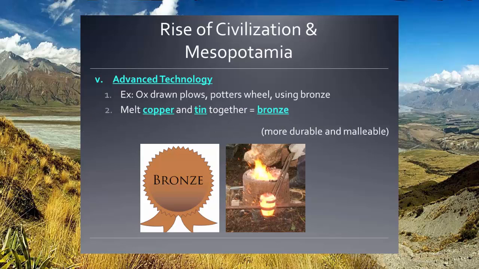Earlier I mentioned something called bronze. Bronze is simply copper and tin that have been melted together, and you get a whole new substance called bronze. Bronze is very malleable, bendable, and easy to work with. It is a soft metal, but considering what the options were before, it is very effective in making the tools that they needed for their agriculture and weapons.